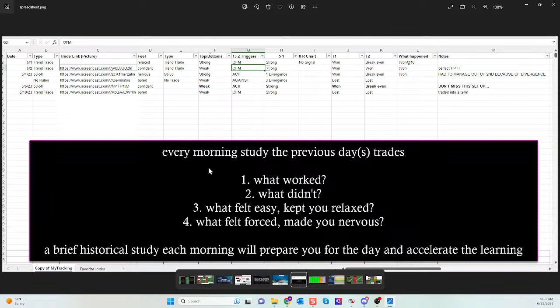And if you take a moment every morning to go back and study what you did yesterday, you're going to be better today. What worked for you, right? When you traded with the rules 100% as they're taught in class, did you find a better level of success? When you broke those rules, did you tend to lose more? How did you feel? Were you confident? Were you nervous? Were you relaxed when you're following the rules? And when you broke them, did you find yourself nervous? Maybe letting hope fuel the fire a little bit.